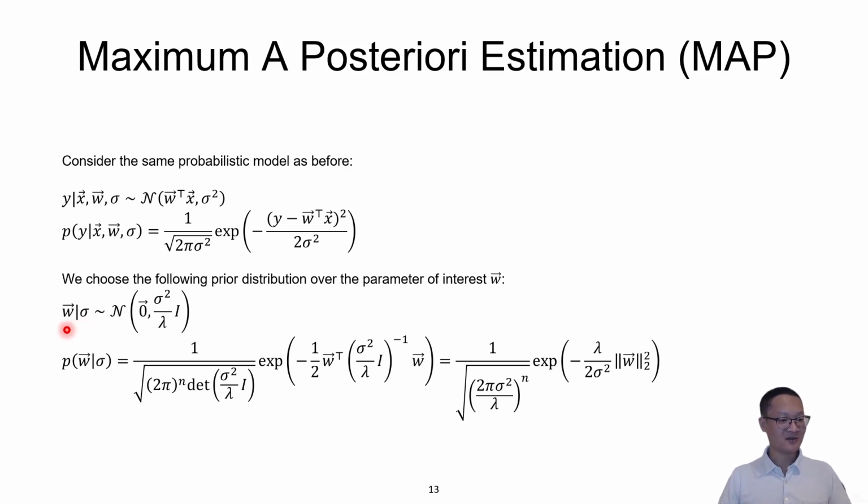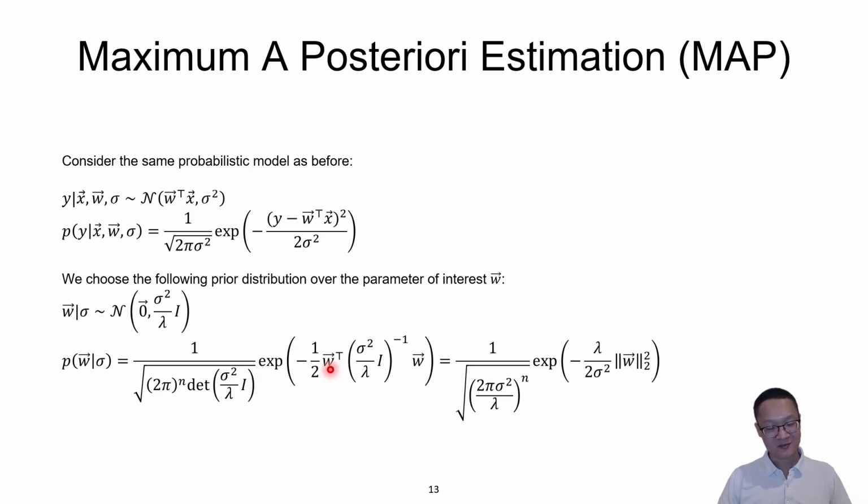So note that W is actually a vector, right? So this is a multivariate normal distribution. The probability density function is actually a little complicated. It looks like this: 1 over root 2 pi to the power of n, determinant of this matrix, sigma squared over lambda I, times exponential of a quadratic form.